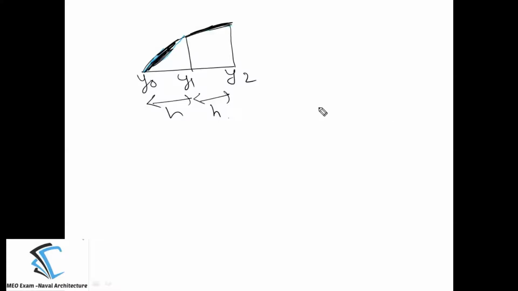Okay, so if you get any question that asks to find the water plane area or the volume, and you have a number of ordinates of 3, or a number of ordinates of 7, then I will always suggest you use Simpson's rule instead of the trapezoidal rule, because Simpson's rule will give accurate results compared to the trapezoidal rule.